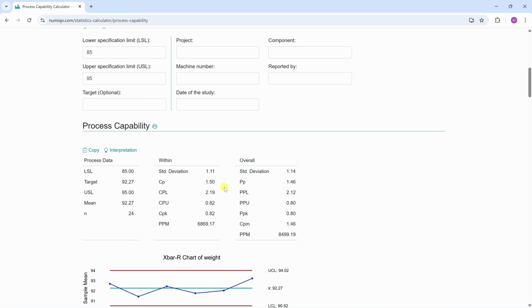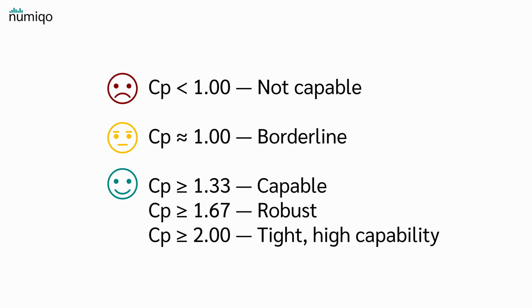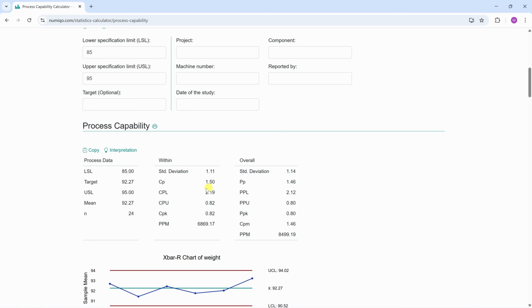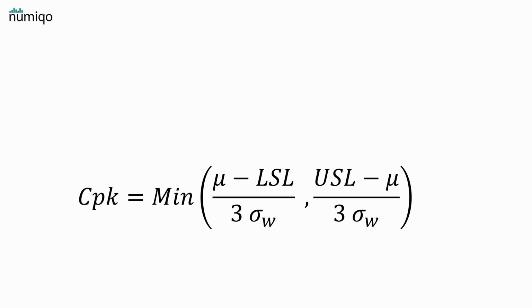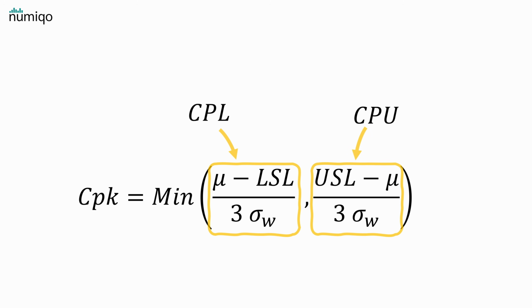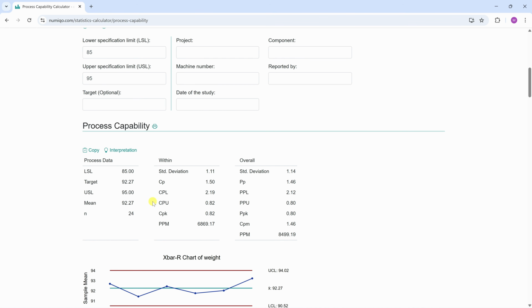But let's just briefly discuss the results. So our CP value is 1.5, which according to this table means the process is capable. Okay, but what are CPL and CPU? Looking at the formula for CPK, CPL is this term and CPU is that term. To calculate CPK, we can take the minimum of these two values. So CPK is 0.82, which is the smaller of the two. A CPK of 0.82 is not acceptable, so we need to recenter the process.